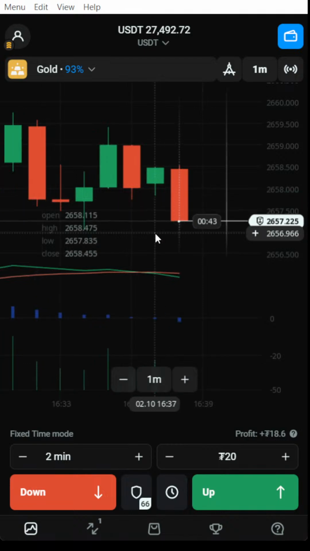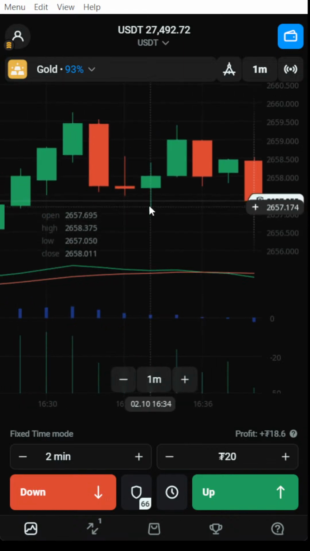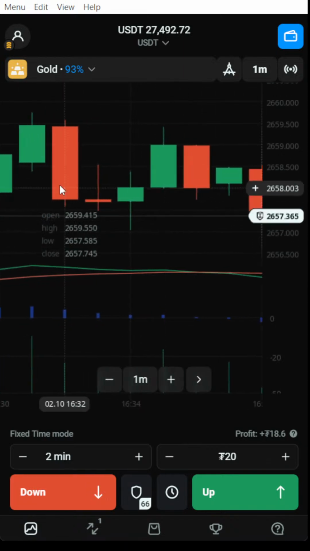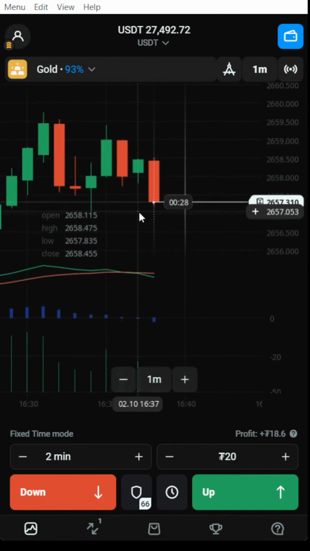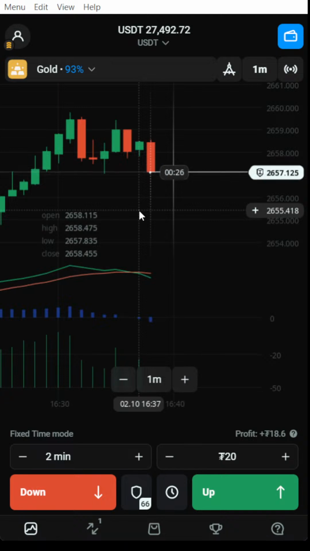So accordingly, if you choose a longer time frame like 5 minutes, then go with 10 and 20 minutes. But do not open the trade in this kind of scenario which is right now in front of your screen. One green, one red, one green, one red. That is going to be unnecessary, creating chaos in your trading.